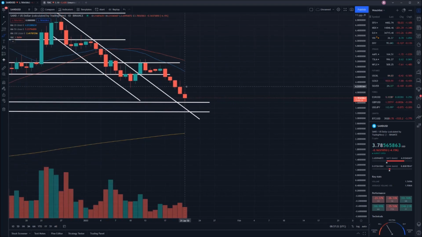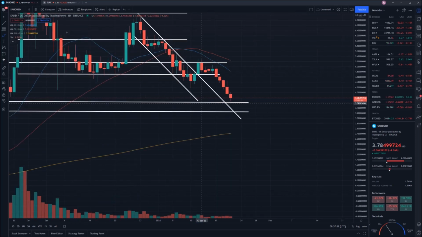Right now I'm thinking if crypto overall, not just Sand, continues to drop, we are going to see that this support point right here at $3.65 is going to break, and we are going to dip likely to this $3.25 mark. That is my prediction at this point in time.